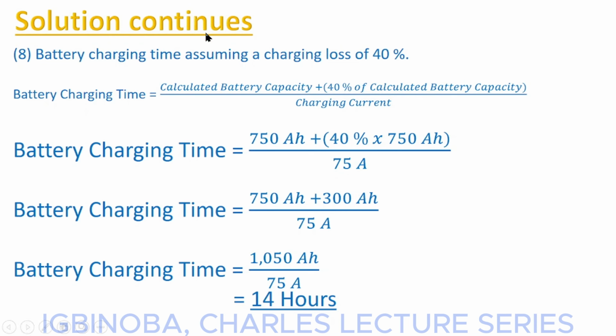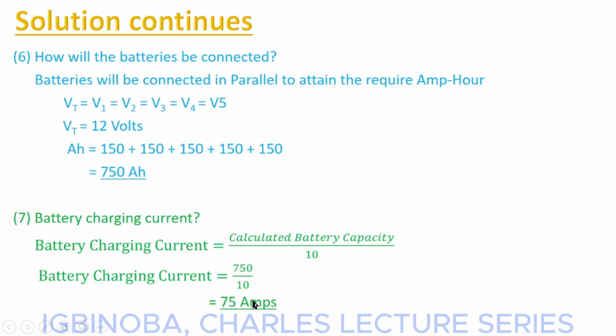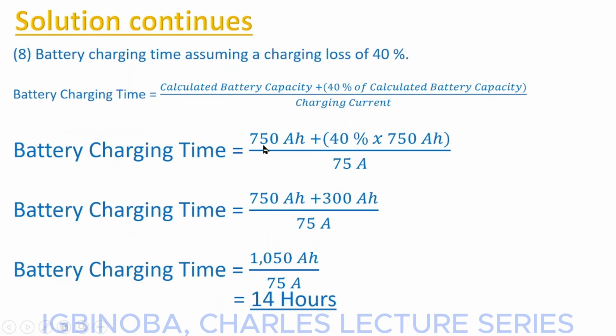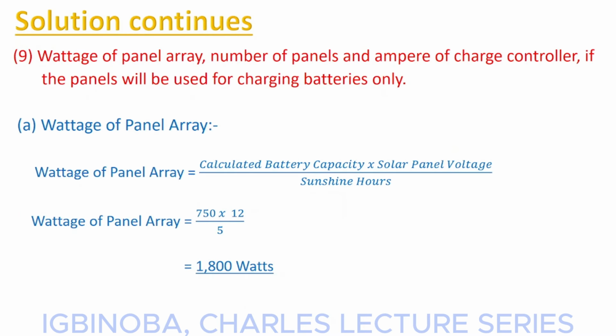So battery charging time is equal to calculated battery capacity plus 40% of the calculated battery capacity, divided by the charging current. The charging current we just calculated here is 75 amps. So the capacity of the battery is equal to 750 amp hour plus 40% of that, again divided by 75 amps. So 750 plus 300, we have 1050 amp hour divided by 75 amps. That will give us a charging time of 14 hours.